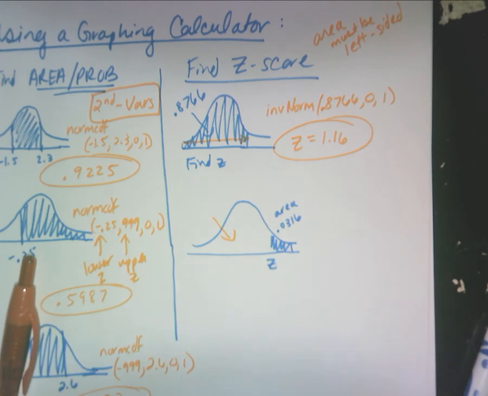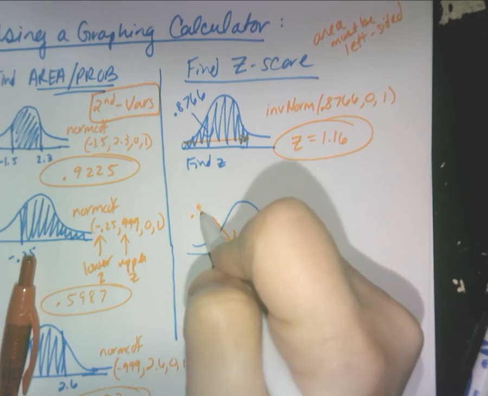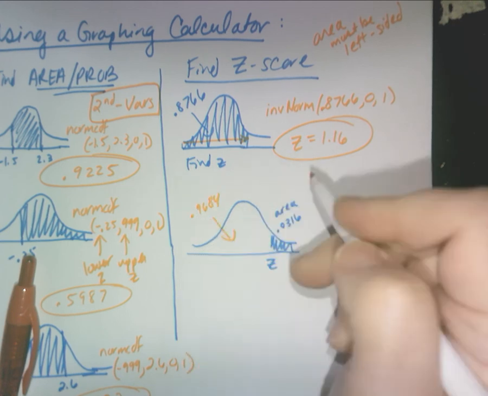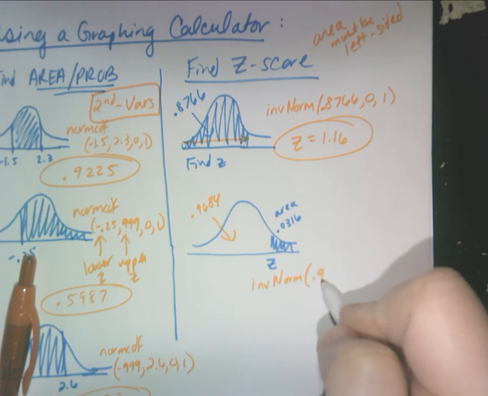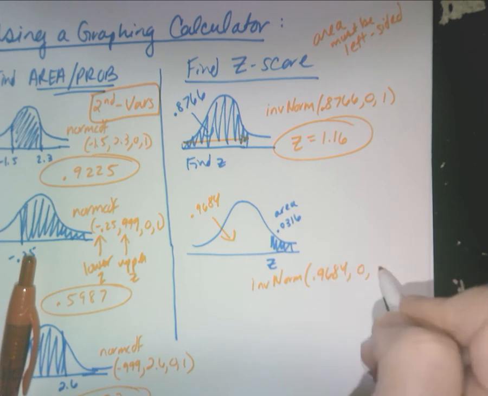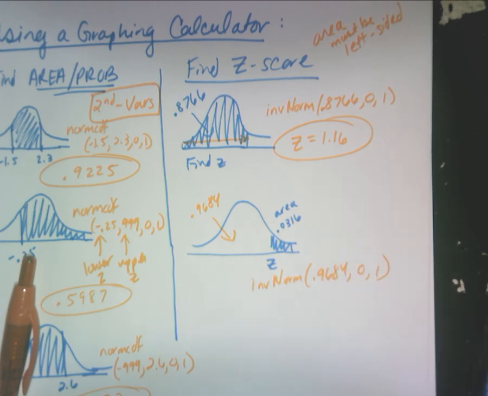So what do we always do? We subtract it from what? 1 minus 0.0316 is 0.9684. And that's what you put in the calculator. You inverse norm 0.9684, comma 0, comma 1. And tell me what we get. Let's see if it's the same as me. 1.86. 1.86 is correct. That's your z.